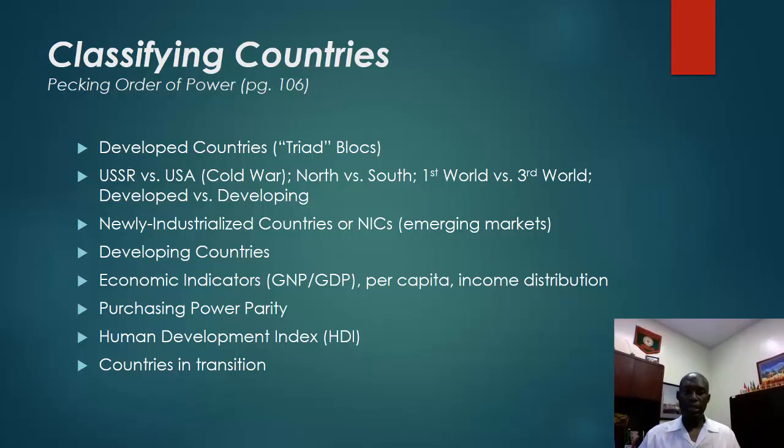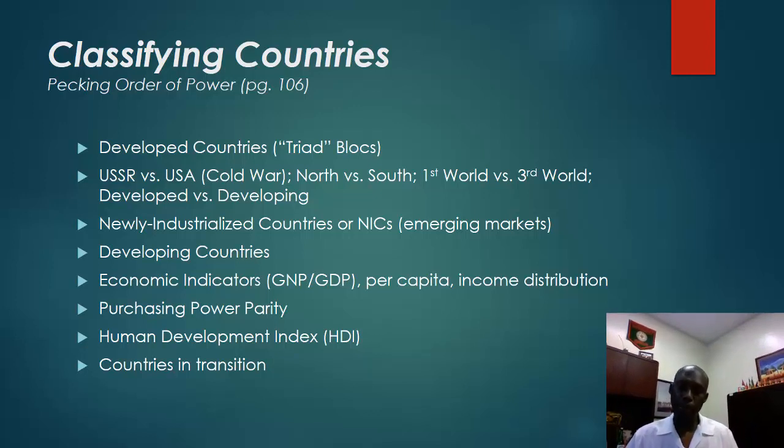So on page 110, they talk about purchasing power parity. This idea that you have a value of goods and services that can be purchased with 1 unit of a country's currency. Putting it in a slightly different way, it's looking at how much your money is worth in a particular country.